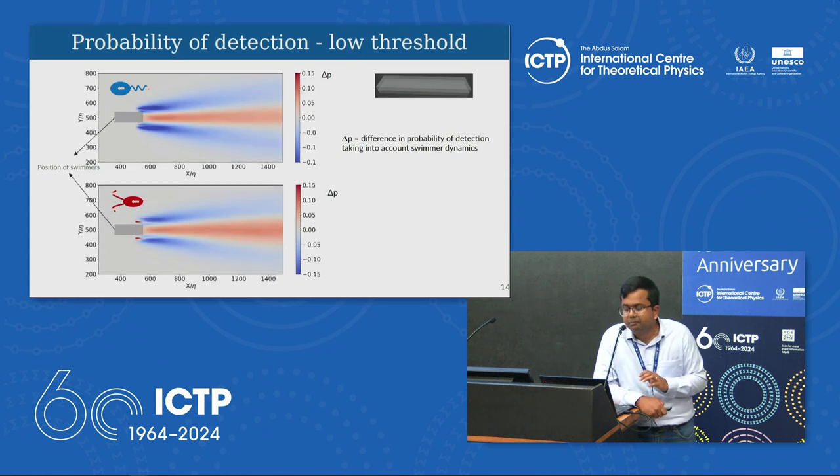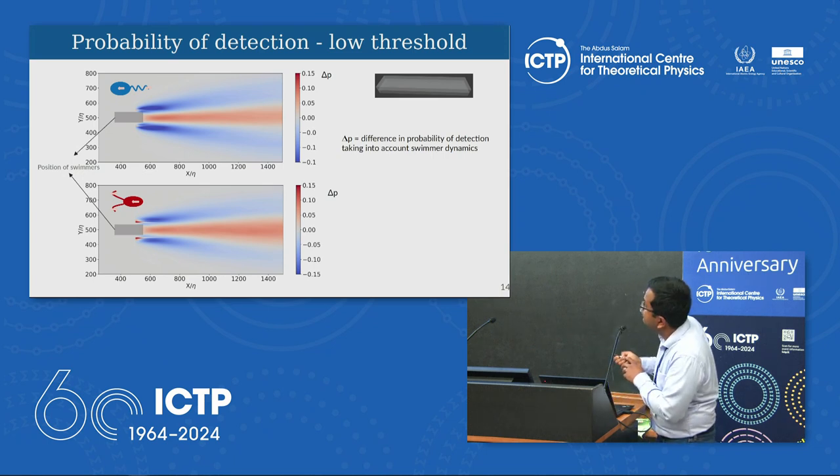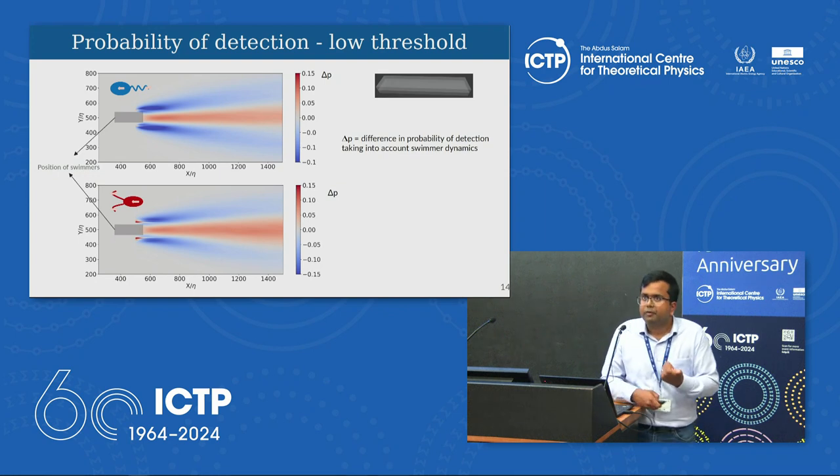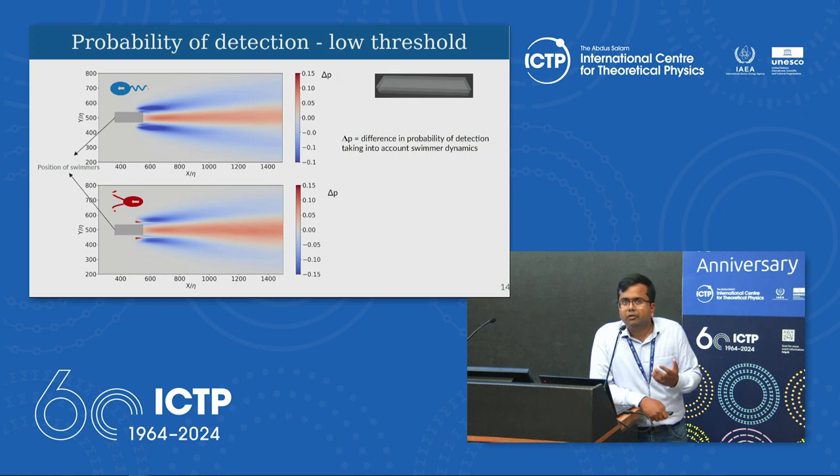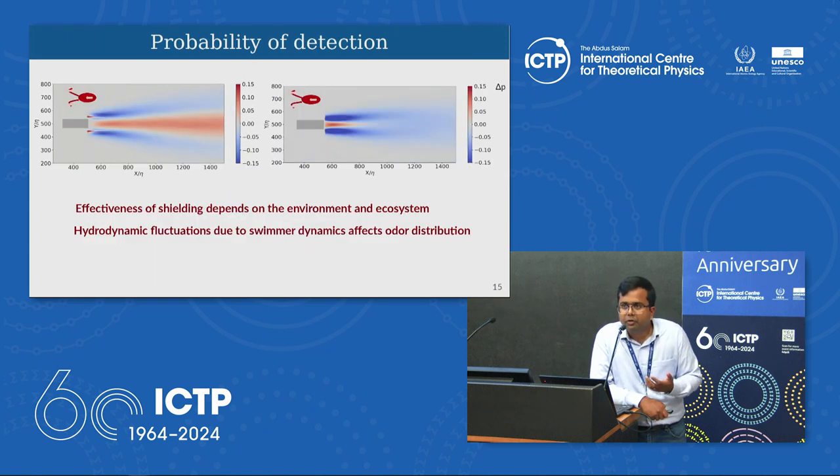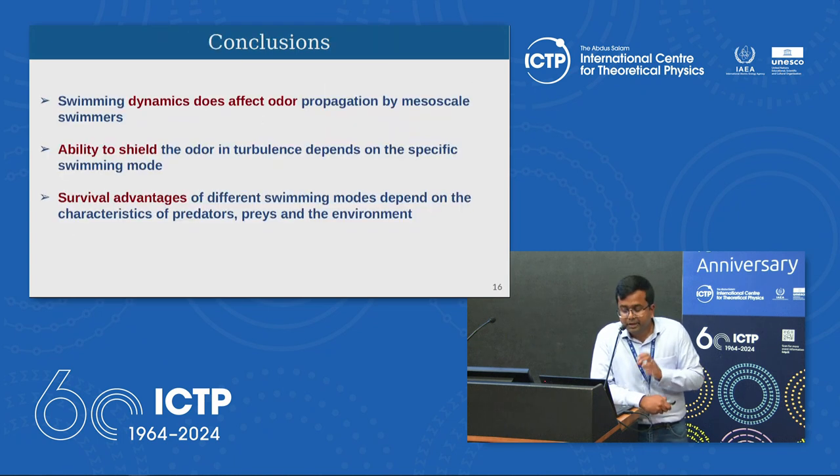However, this picture changes completely if we introduce a lower threshold for detection. Here, we use a very low threshold, and you can see that in the entire downstream direction along the position of the swimmers, the probability of detection has increased. From a biological perspective, this tells us that whether swimming helps to shield their odor or not depends on the predator. But more importantly, it tells us that the hydrodynamic interactions due to the swimming action do not simply result in redirecting the odor, but also fundamentally change the odor distribution. So that brings me to the end.